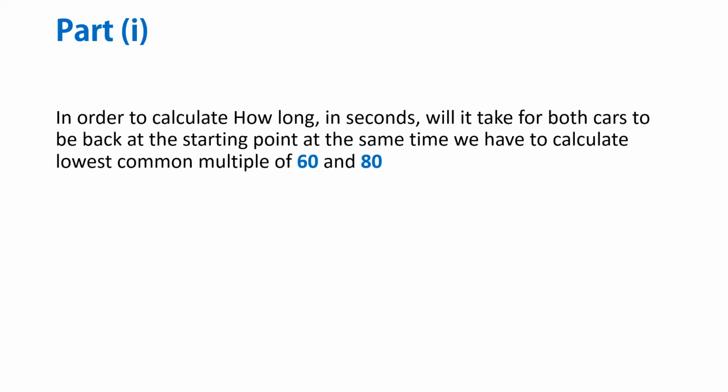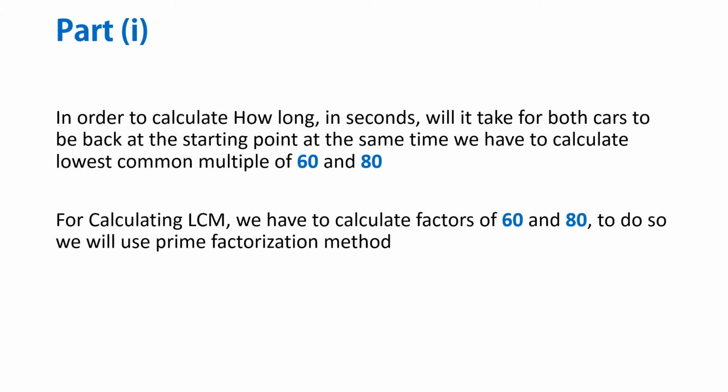Part 1. In order to calculate how long in seconds it will take for both cars to be back at the starting point at the same time, we have to calculate the lowest common multiple of 60 and 80. For calculating LCM, we have to calculate the factors of 60 and 80. To do so we will use the prime factorization method.